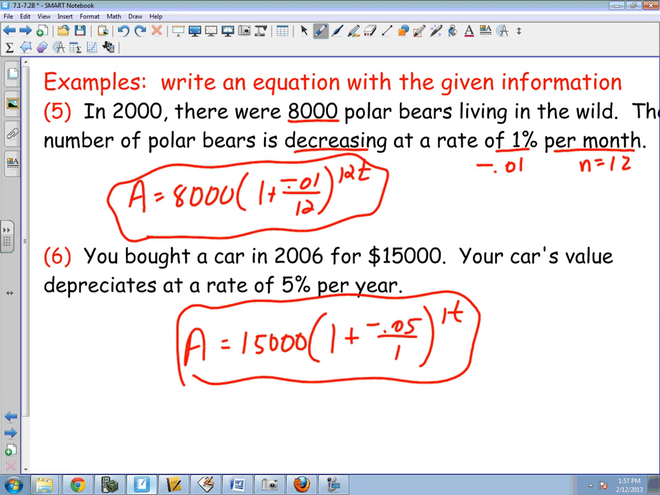And then again, if I was going to ask you how much is my car worth in 2009, well, since I started in 2006, you would plug in 3 for T. If I asked you how much the car is worth in 2012, you would plug in 6. So we'll get to those questions, but that's the idea with the year, the 2006, the 2000. They don't come into the model, but you do use them if I was to ask you a further question.